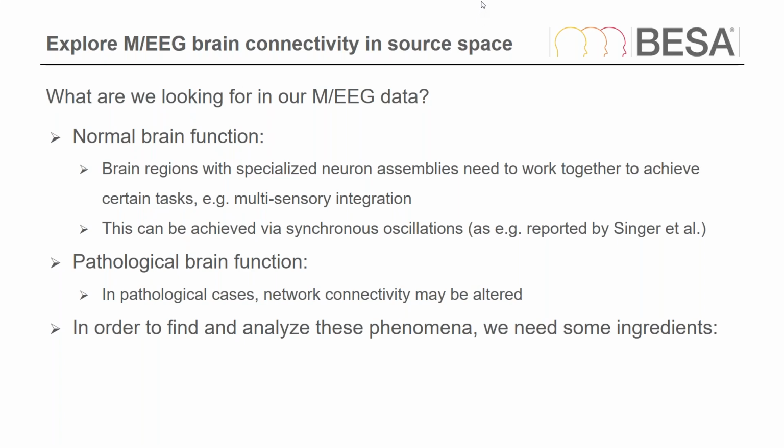So what are we actually looking for in our MEG-EEG data is the first question. First of all, looking at normal brain function, brain regions with specialized neuron assemblies need to work together to achieve certain tasks, for example, multisensory integration. This can be achieved via synchronous oscillations, as, for example, reported by Singer and others in many publications. And then looking at pathological brain function, in these cases, network connectivity may be altered, which can also be investigated using MEG and EEG. So in order to find and analyze these phenomena, we need some ingredients.